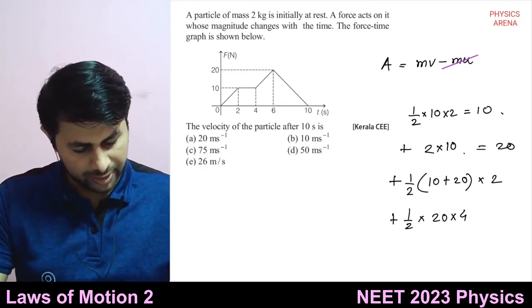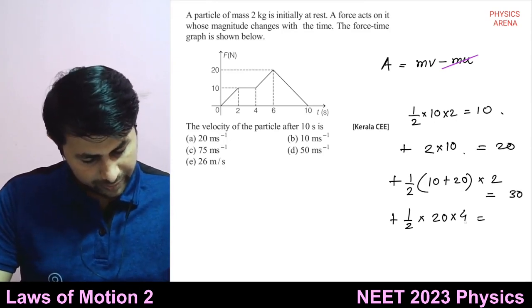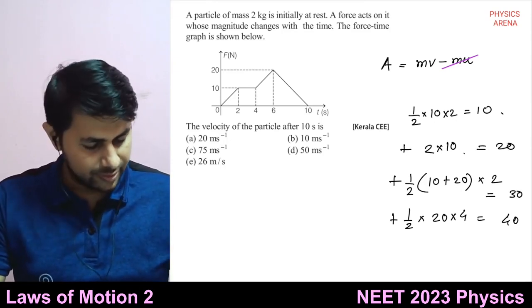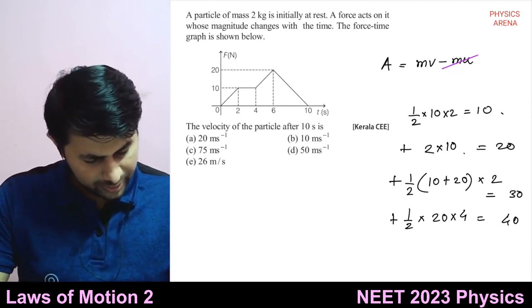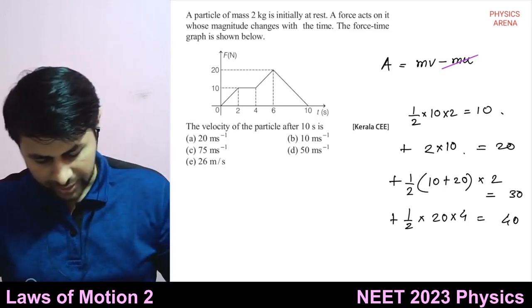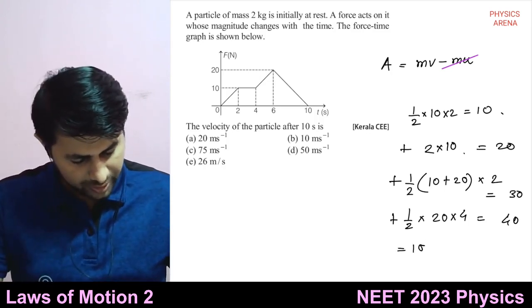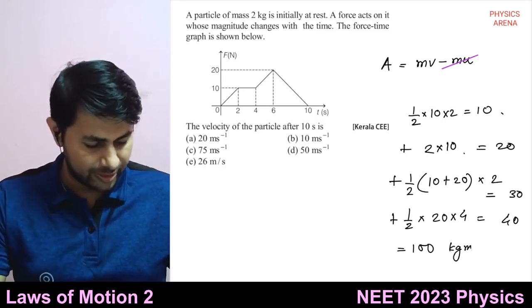So it is 10 plus 20 plus 30 plus 40. So 40 plus 40 plus 20 is 100. Okay, so this is 100, and its unit will be what? Kg meters per second.